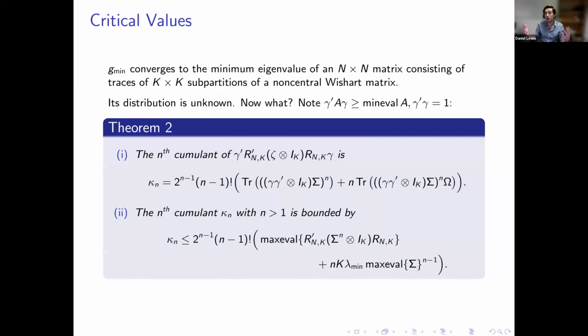So we care about the minimum eigenvalue of this matrix of traces. What we're going to work with instead is an upper bound on that minimum eigenvalue, which is going to be gamma prime times this matrix of traces times gamma. This is the second main result in the paper, in which we provide expressions for arbitrary cumulants of this bounding random variable, and will indeed provide some bounds on those cumulants. So the first part of the theorem derives exact expressions for the cumulants for this upper bound on the minimum eigenvalue of the variable of interest.